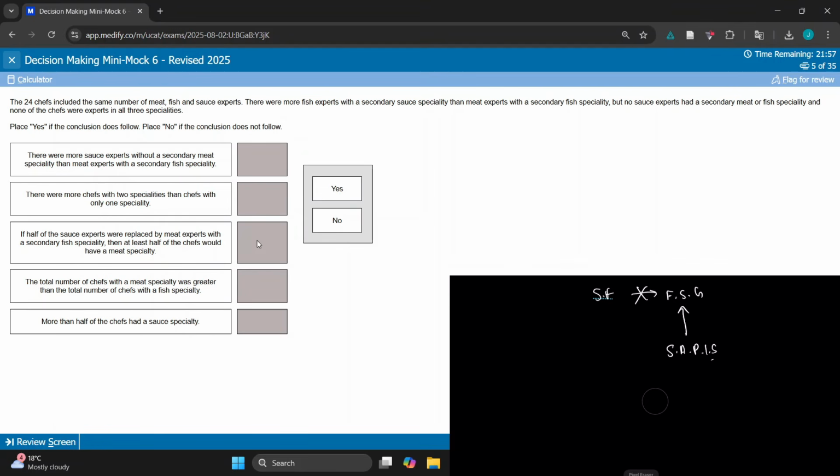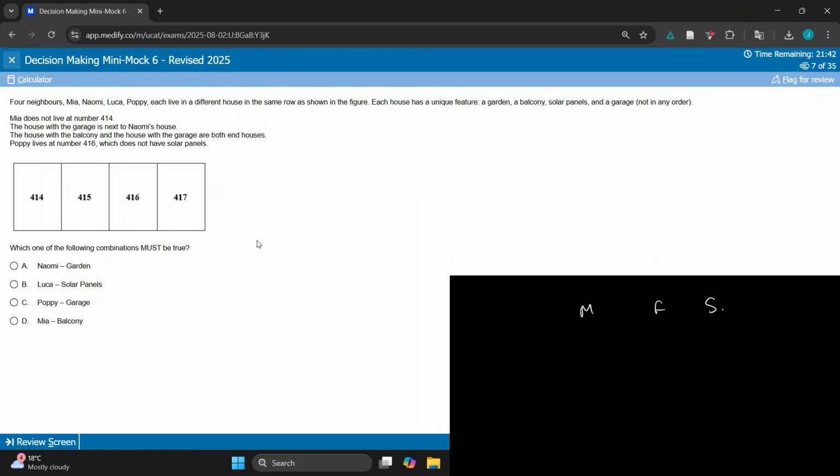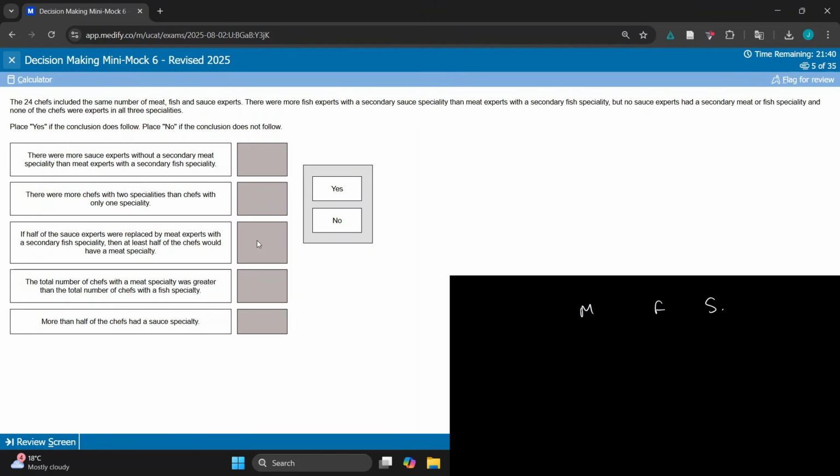So 24 chefs were included in the same number of meat, fish, and sauce experts. Okay, there were more fish experts with secondary source. Okay, is there any others I can do? Actually, I'll come back to that. I'll do this one. So same number of meat, fish, and sauce, so that means 8, 8, and 8.